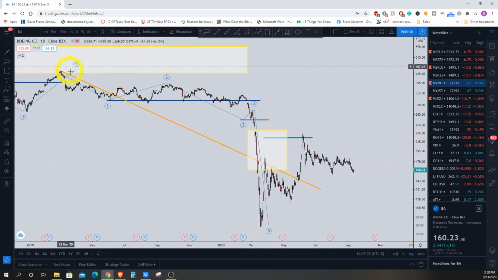And I did measure them to make sure that the 2 to 3 leg right there was not the shortest leg, because that's one of the two main rules that it can't be, and the other one being that wave 4 right here cannot go up into the wave 1 right there. So we're good to go right there.